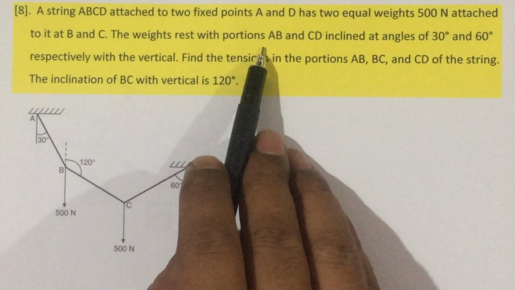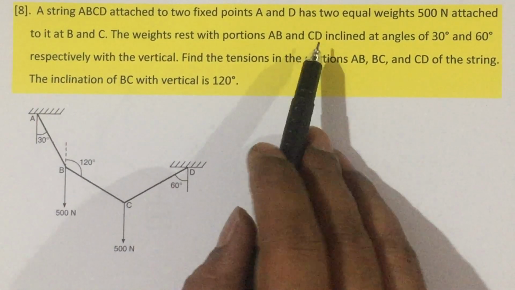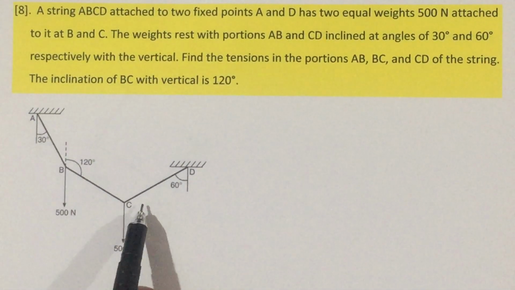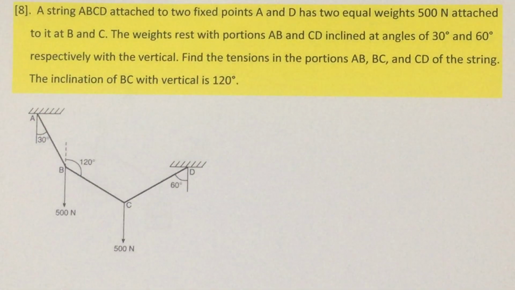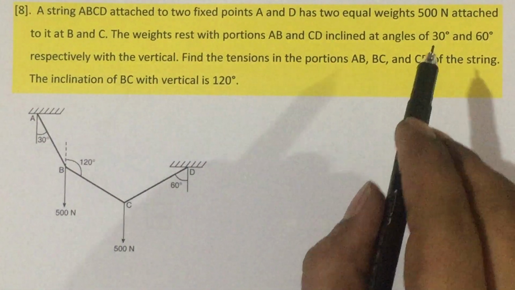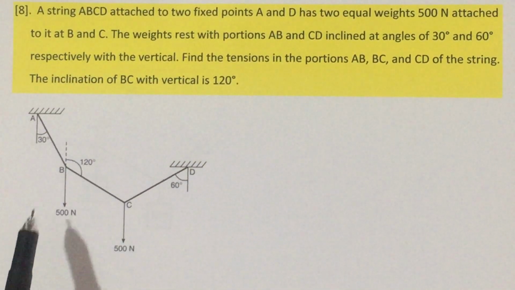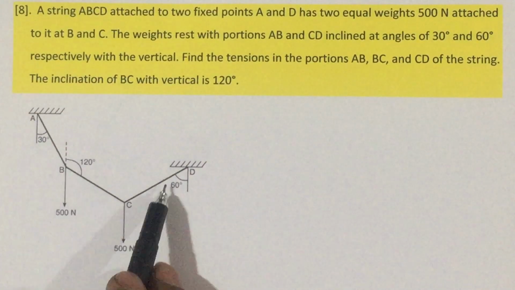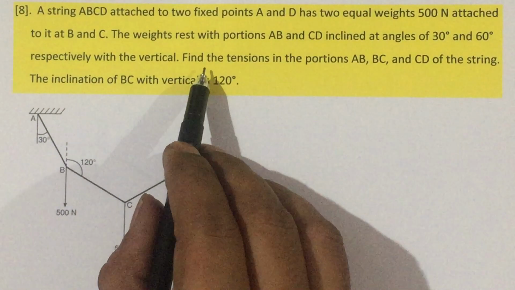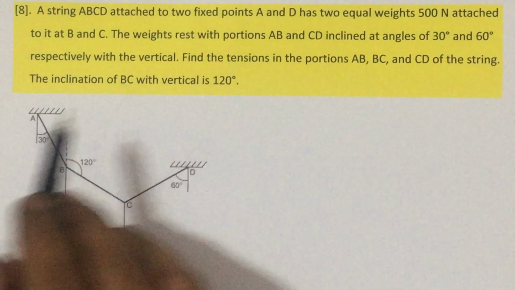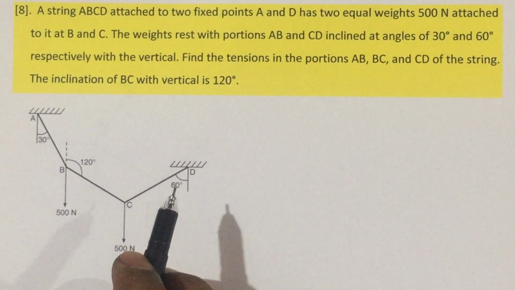The weights rest with the portions AB and CD inclined at angles of 30 degree and 60 degrees respectively. These members are inclined at 30 degree and 60 degree respectively with the vertical. Find the tensions in the portions AB, BC and CD of the string.